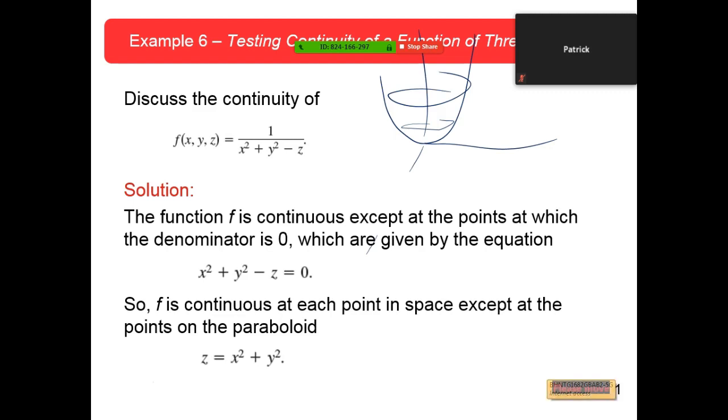So yeah, your answer was correct. Continuous every point in space except on that paraboloid. Inside the paraboloid, your z is greater than that x squared plus y squared. Outside of it, it's always less than. So that's why everywhere down below it, it's no problem at all. Okay. So that's the end of the section.